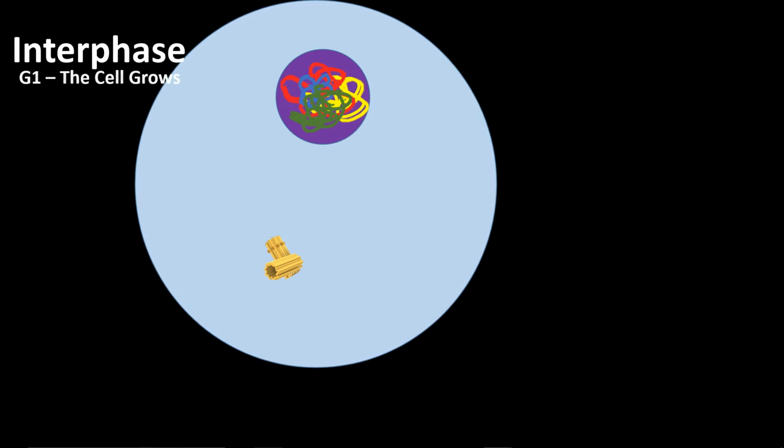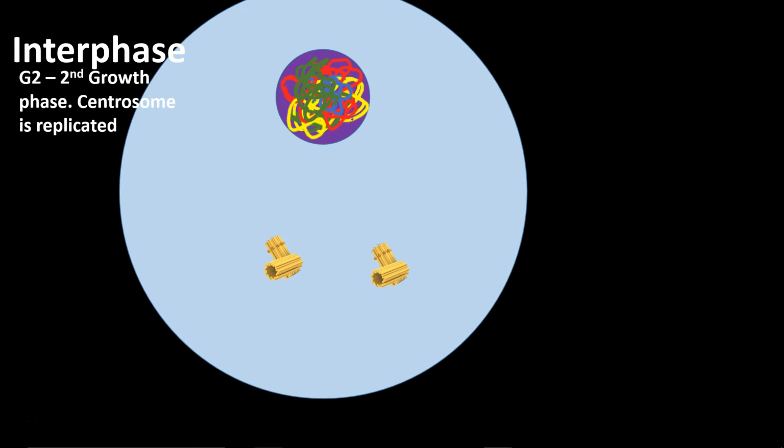We have our cell. We have the different strands of DNA in the nucleus, and we have a centrosome. So G1, the cell grows. High protein production. It's getting bigger. Next we have S phase, or synthesis, and the DNA is replicated. If you noticed, I added double the DNA. So all the DNA is replicated. And now we go to G2. The cell grows even more, and we get another centrosome. Another centrosome is replicated.